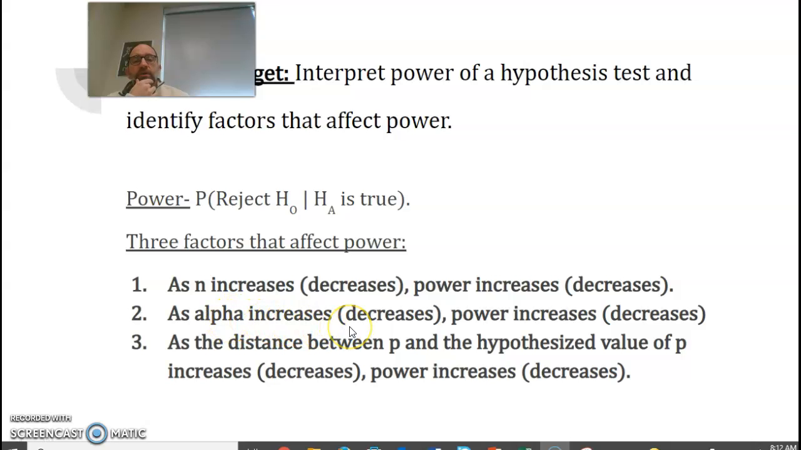As alpha increases, we make it more likely that we reject, we make it less likely we fail to reject, which is the probability of a type 2 error. And so power, which moves in the opposite direction since they add to 100, will go in the same direction as alpha. And if there's a big difference between what you think is going on and what's actually going on, you're more likely to pick up on that than if there is a small difference between those two things.